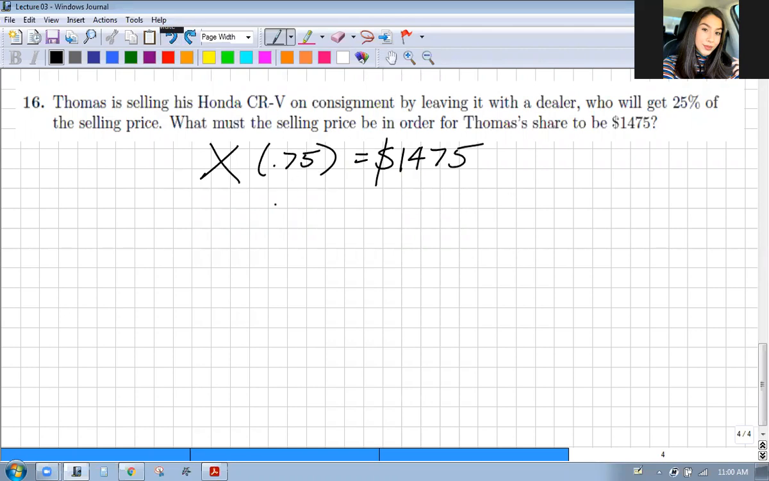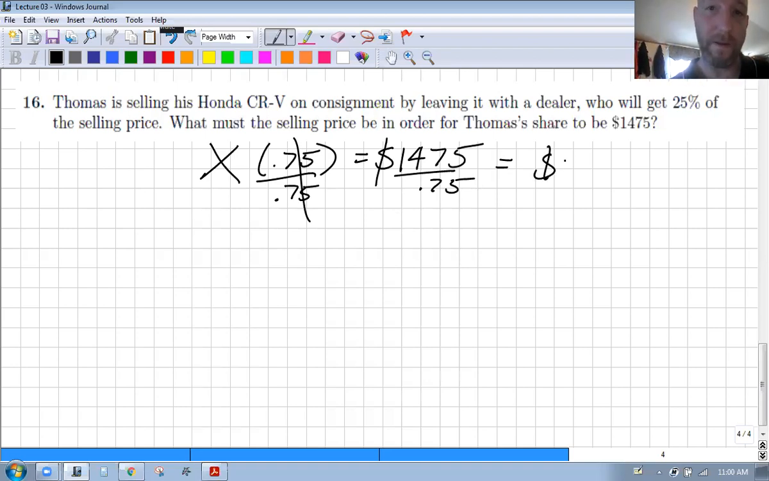So to get x by itself here, you need to divide both sides by 0.75. And let's see. 1475 divided by 0.75 is 1966.67.